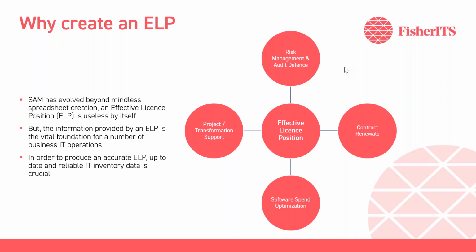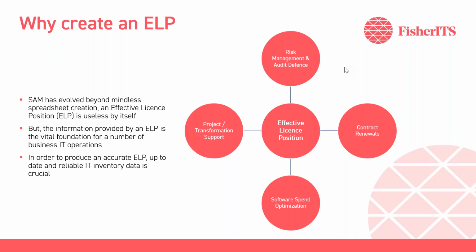So first of all, what's an effective license position? An effective license position is the foundation of a lot of software asset management. It basically tells you what kind of licenses you're using, what kind of licenses you've got available, and it helps you in pretty much anything that a software asset manager wants to achieve.